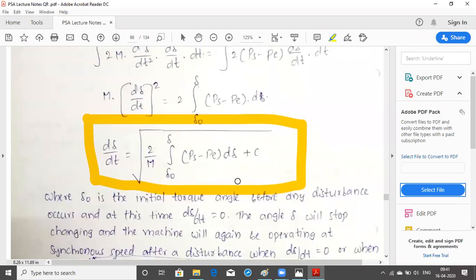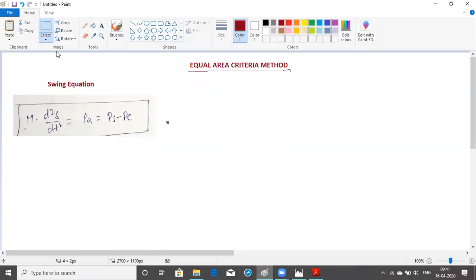Now I will try to draw this d delta by dt. If I want to draw these characteristics, it will be like this. I'm trying to draw delta versus time. If this is some delta naught, you can assume this is delta naught, some initial angle when there is no disturbance. Always we use the naught notation, P naught, delta naught, because it is under the initial conditions where there is no disturbance.